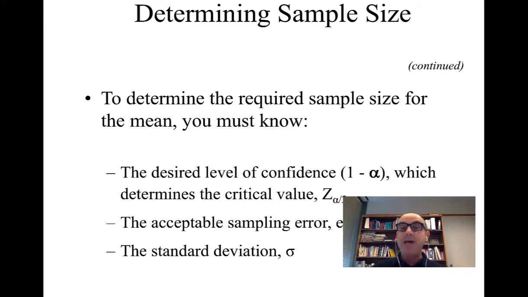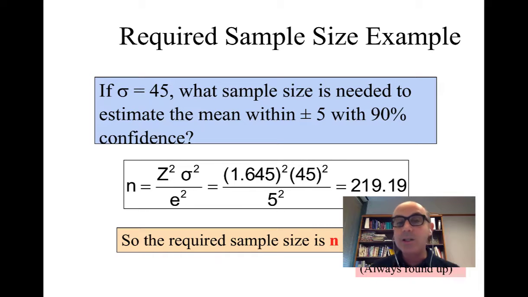You must have the level of confidence, which determines the critical value of z. We have to have the acceptable sampling error, and we have to have the standard deviation. Let's take an example, a sample size example. We have the idea that the standard deviation is 45. What sample size is needed to estimate the mean within plus or minus 5 with 90% confidence?